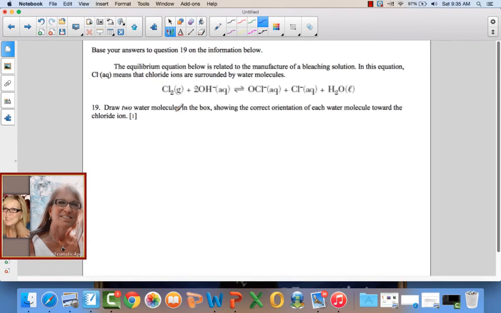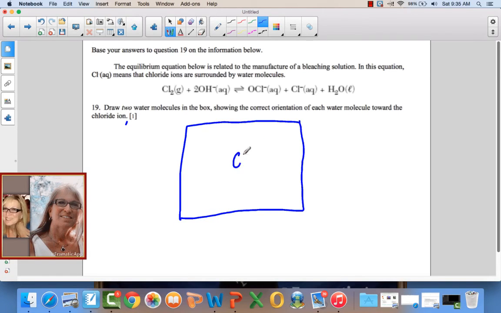Here we have an equilibrium equation, and it wants you to draw 2 water molecules in the box showing the correct orientation of each water molecule toward the Cl ion. So what you're given on the reagents is a box like this, and you're given Cl minus in the middle, and they tell you that this represents H and this represents the O, and they want you to draw two water molecules.